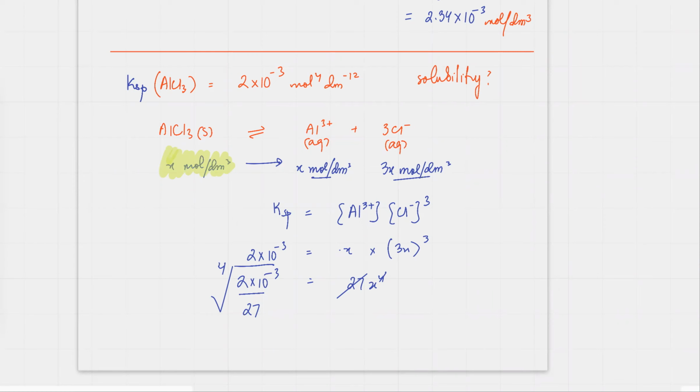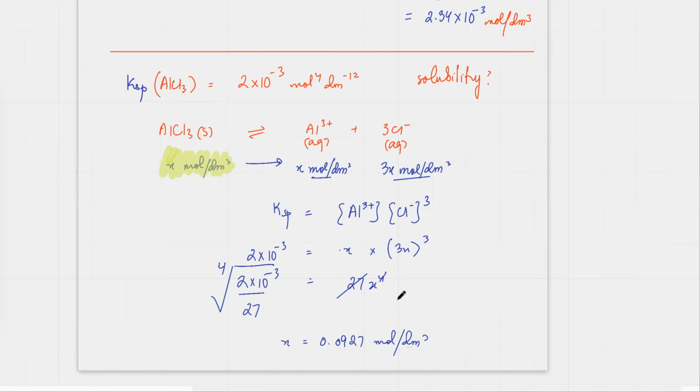Has anyone done this? Sir, it's 0.0927. So x comes out to be 0.0927 mole per decimeter cubed, right? Yes, sir. So that is the concentration of AlCl3 that's actually going into the solution. So you found that value, that's it.